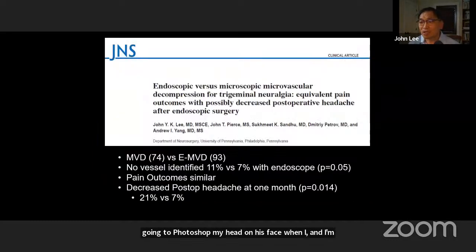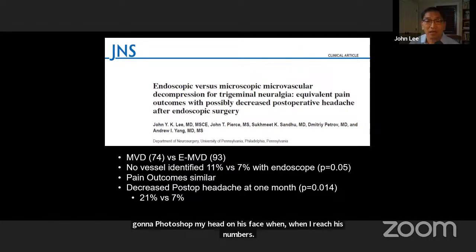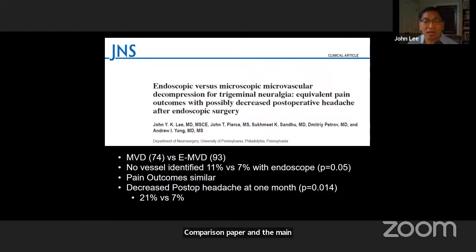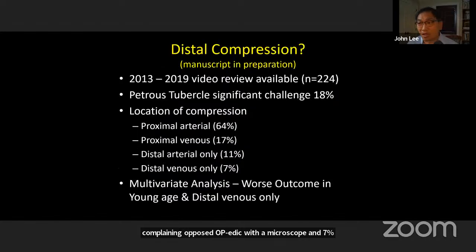So we've published our comparison paper, and the main conclusion from this paper is not necessarily that the trigeminal neuralgia outcomes were any different, but rather that our facial pain, our postoperative headache risk was lower. And that's, I think, significant. 21% complaining of post-op headache with a microscope and 7% with the endoscope. So that, I think, is a very important part.